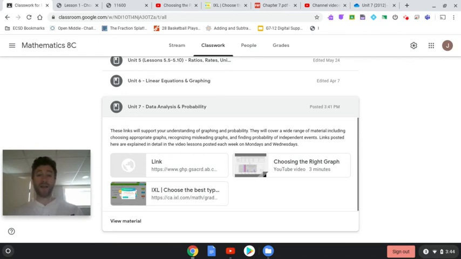Unit 7 is on data analysis and probability. What you're going to be looking at here is different kinds of graphing, not necessarily you graphing so much, more you analyzing graphs and seeing what graphs are misleading and seeing different ways that graphs can be presented to you. The other side of this is going to be some probability stuff in the latter half of the unit, and this probably will be the unit we finish up on.